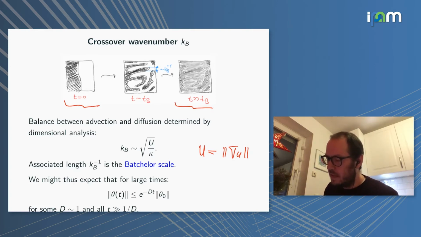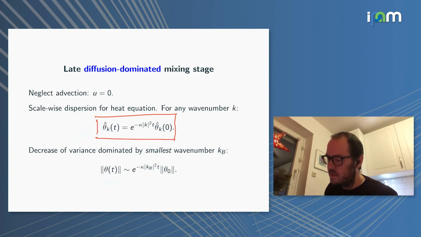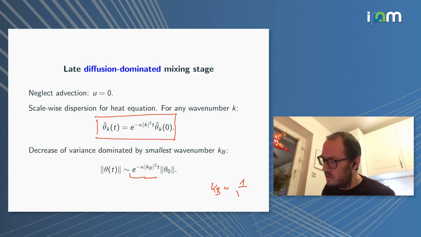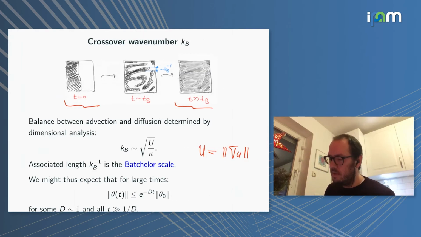So therefore, as I just said on the previous slide, if there's a dominant wave number k_B, then the L2 norm should decrease exactly at this rate. Now, if k_B is proportional to 1 over square root kappa, you see that the exponential rate should be independent of kappa, at least on this very coarse heuristic level. So therefore, we might maybe expect that the L2 norm at late times decreases as some exponential e to the minus dt for some d of order 1.